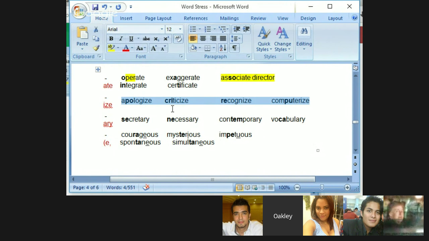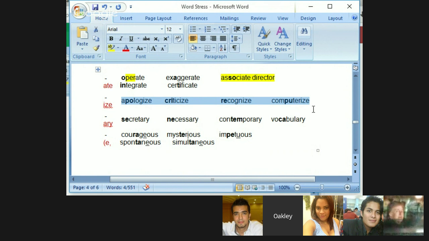Apologize, criticize, recognize, and computerize. Well, you're close. Computerize. Okay. Very good. What kinds of words are all these? Verbs? They're all verbs. Yes, they are all verbs. If you see I-Z-E at the end of a word, you should recognize it's a verb. Definitely.